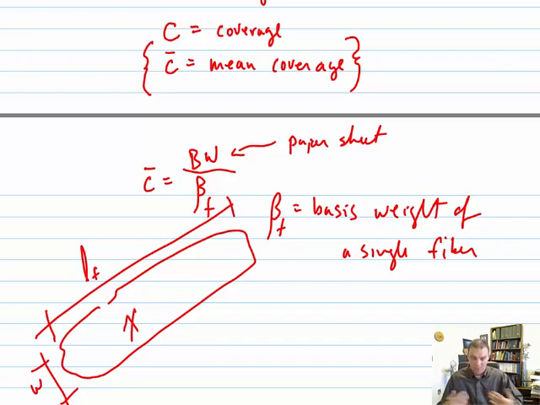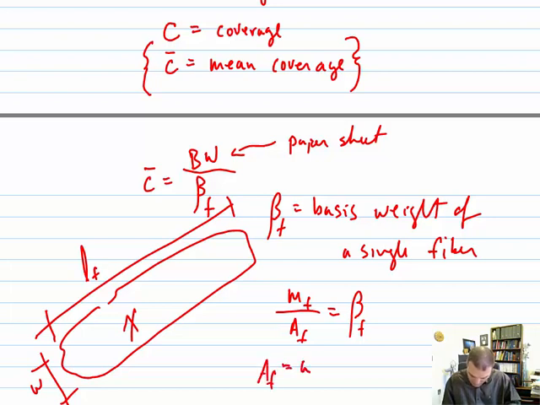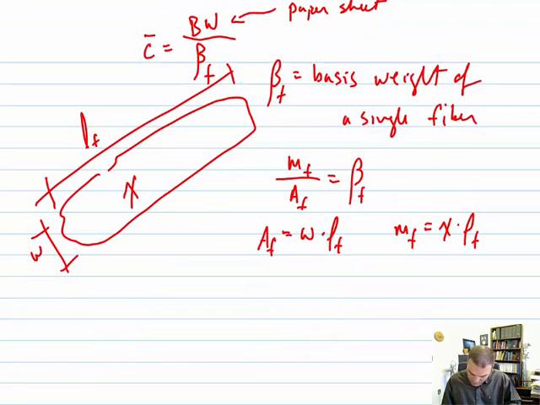Well, simply, let's use what we did before. If we knew the mass of the fiber and we divided it by the area of the fiber, then we would get the basis weight of the fiber. The area of the fiber is equal to the width of the fiber times the length of the fiber. And the mass of the fiber is simply the coarseness times the length of the fiber. Let's plug these in up above.